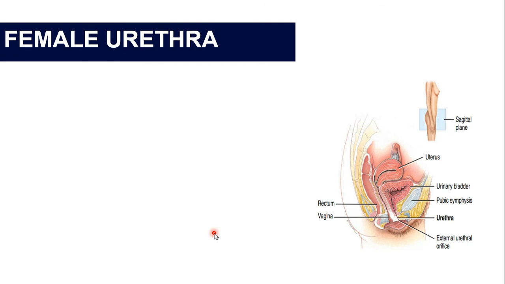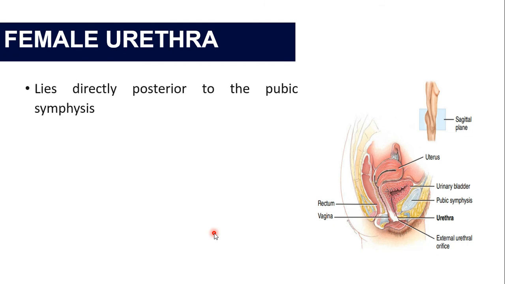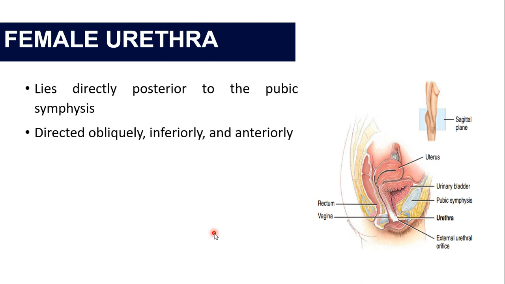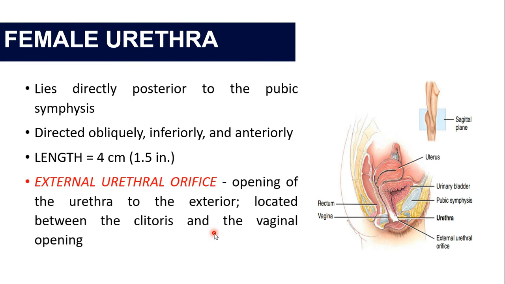Next is the female urethra. It lies directly posterior to the pubic symphysis, directed obliquely, inferiorly, and anteriorly, and its length is about 4 centimeters or 1.5 inches. It has an external urethral orifice, which is the opening of the urethra to the exterior, and it is located between the clitoris and the vaginal opening.